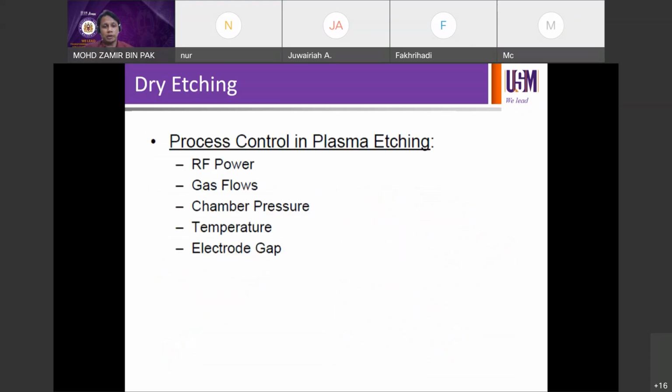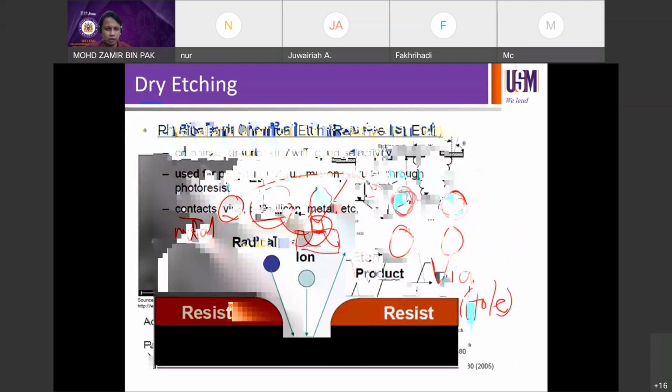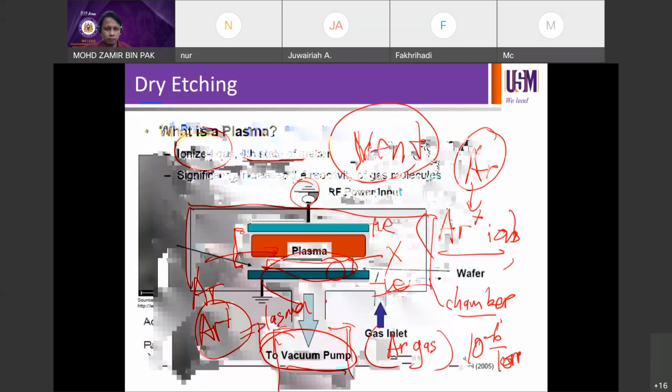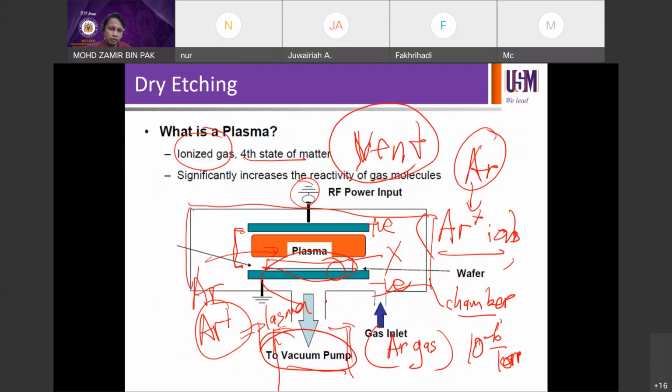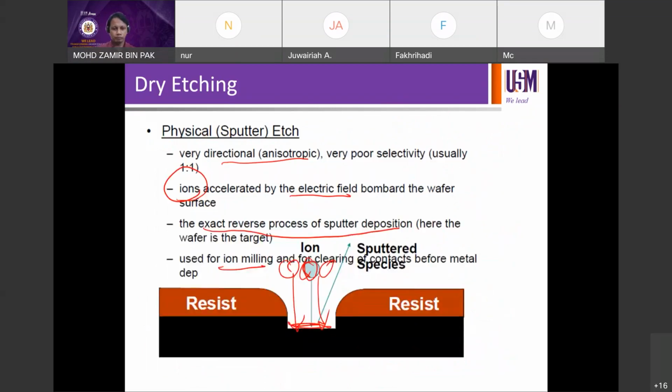Okay, process control in plasma etch. There are a few process parameters that you have to use. For example, RF power, gas flow, chamber pressure, temperature, electrode gap, okay, many others. You can just come to this schematic from earlier. Yeah. So there are so many different parameters that you can vary in order to vary the process. Gas inlet, vacuum level, electrode separation distance, RF power input, chamber size, chamber geometry, so many things, right?